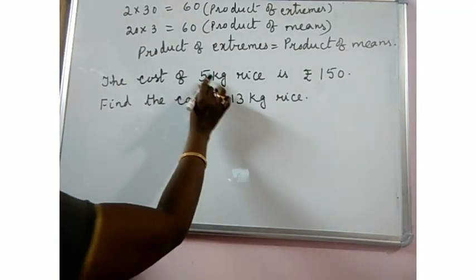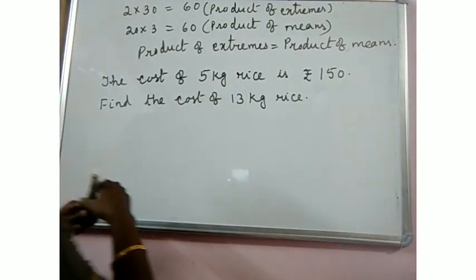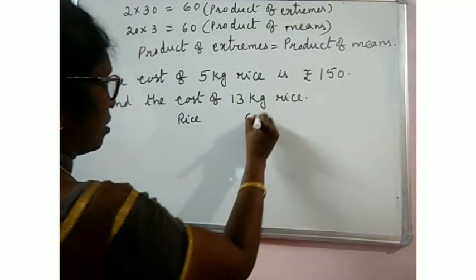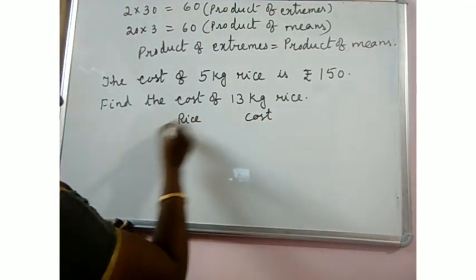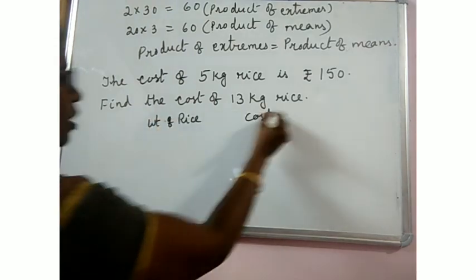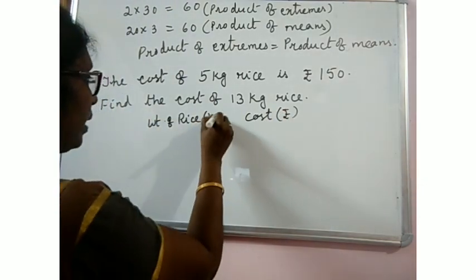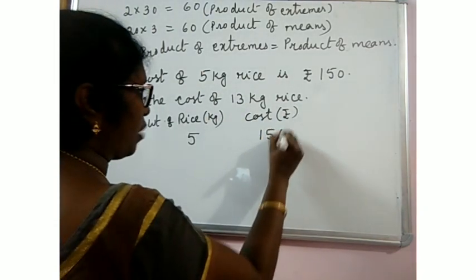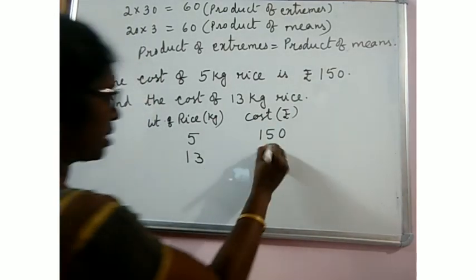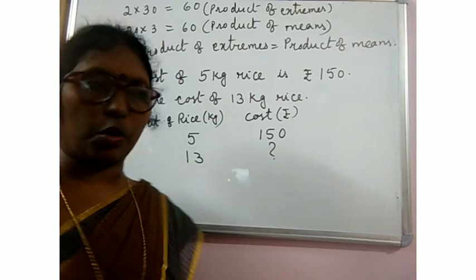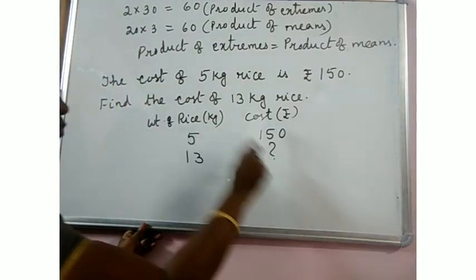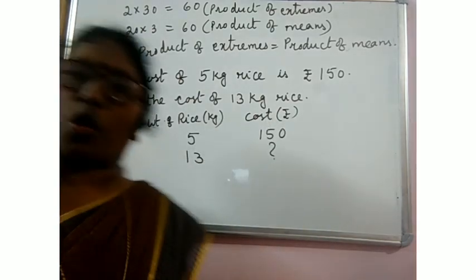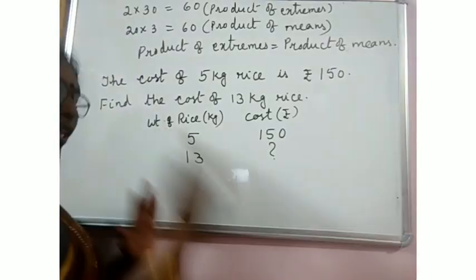Cost of 5 kg rice, 150 rupees. Let me write weight of rice in kg, cost in rupees. 5 kg rice, 150 rupees. 13 kg rice, how much we don't know. Already you have learned that 5 by 150 is x by y, where x by y is the constant of variation. That way you can do.